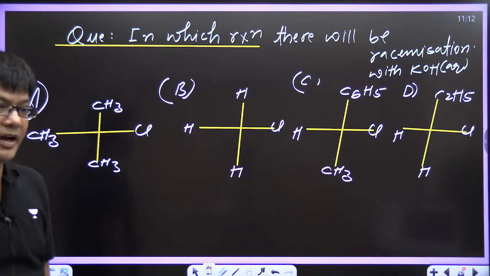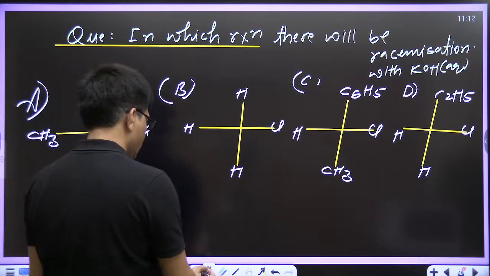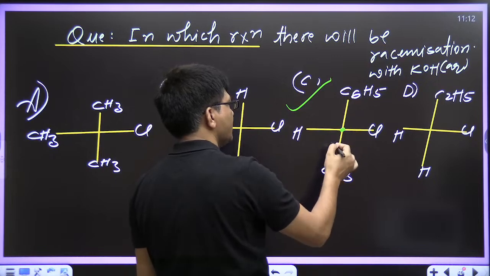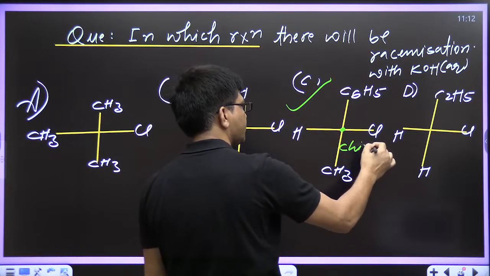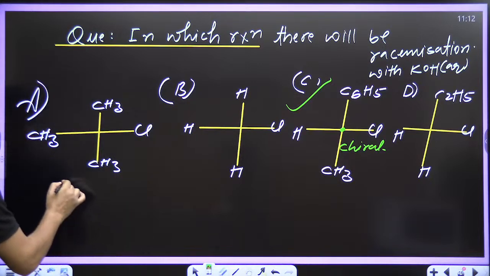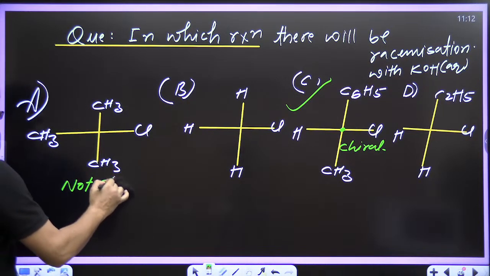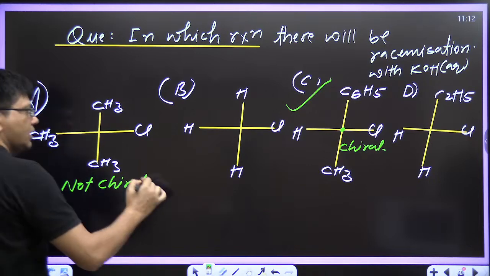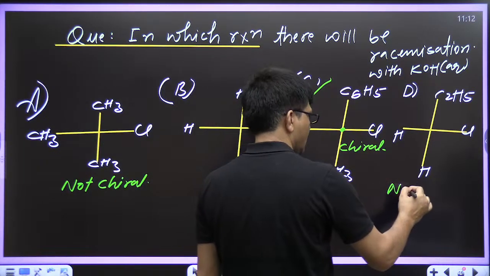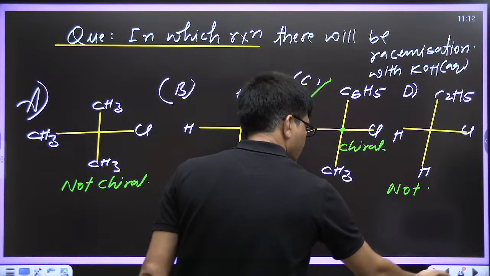Wow, Leo Messi, Akanksha Singh, you are really rocking, this is your answer very fast, because this carbon is chiral and its product will be chiral. The others are not chiral.